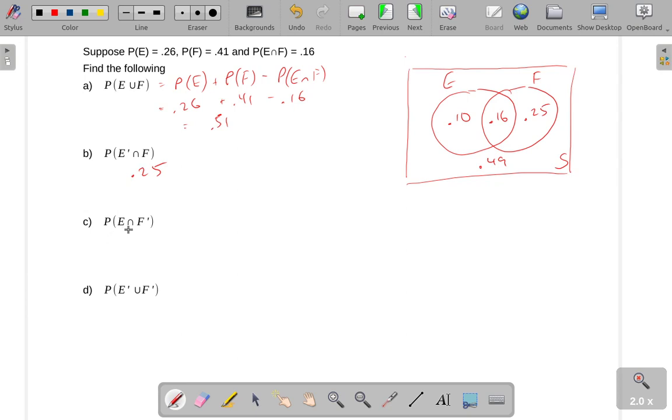If we want to do E intersect F complement, well, we're inside E, so we're over here, but we need to also be inside F complement. Or another way of saying that is we need to be outside of F. So it gets rid of this intersection region. We're looking at this region right here. So we would have an area of 0.1.